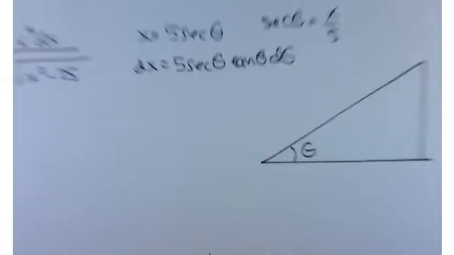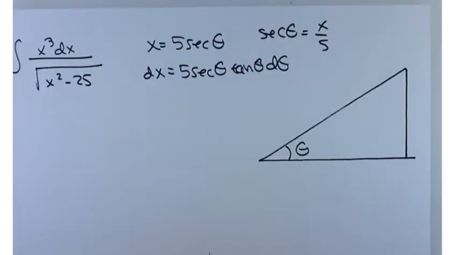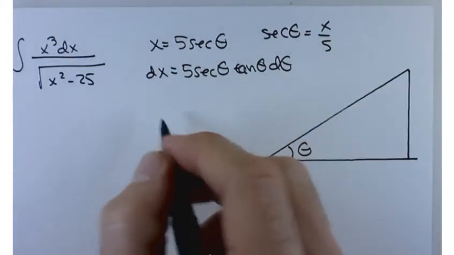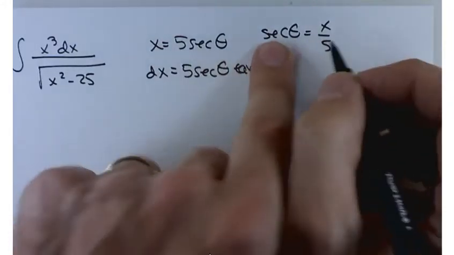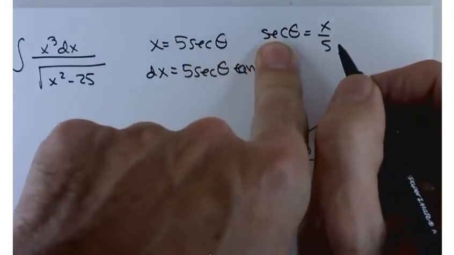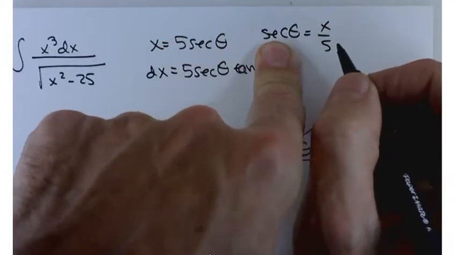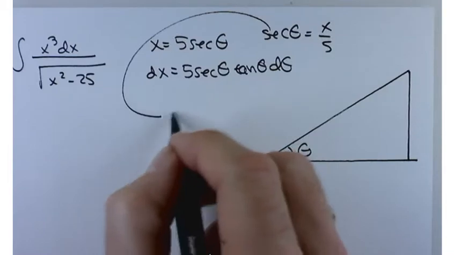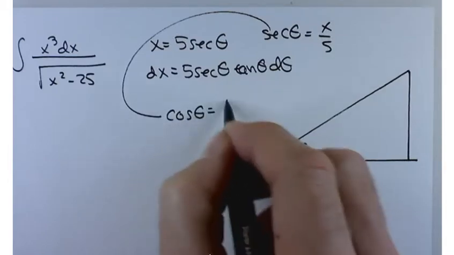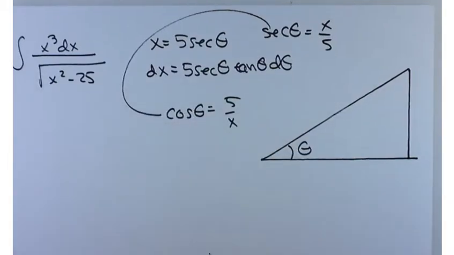I'm going to take a shortcut here. Don't try this at home. I'm a professional. What's the reciprocal of secant? Cosine. All right, so if I take the reciprocal of both sides, I'll get cosine of theta equals 5 over x. And that's a little bit more easy to work with because we're more familiar with cosine. So let's stick with that. Cosine of theta is 5 over x.